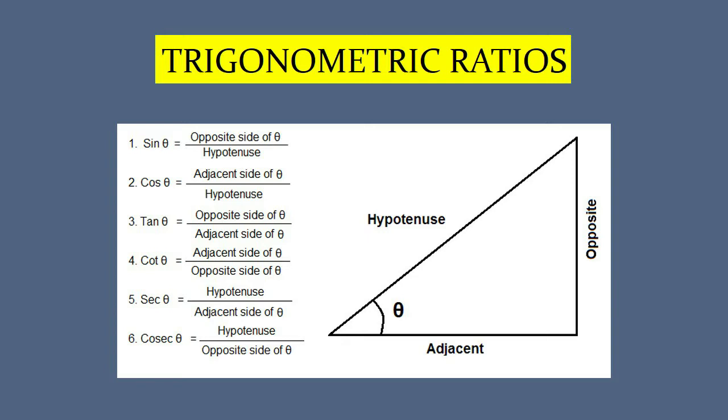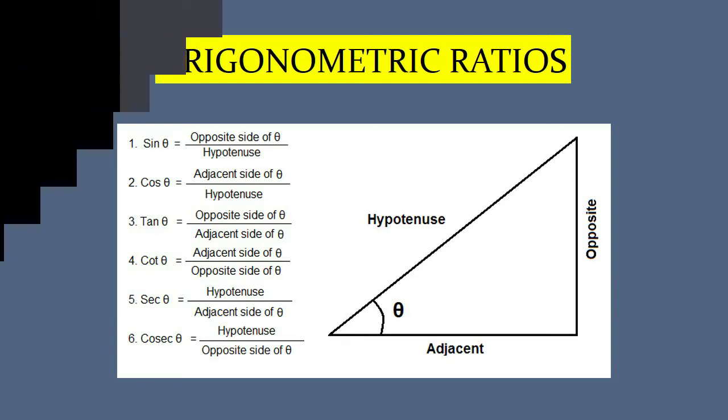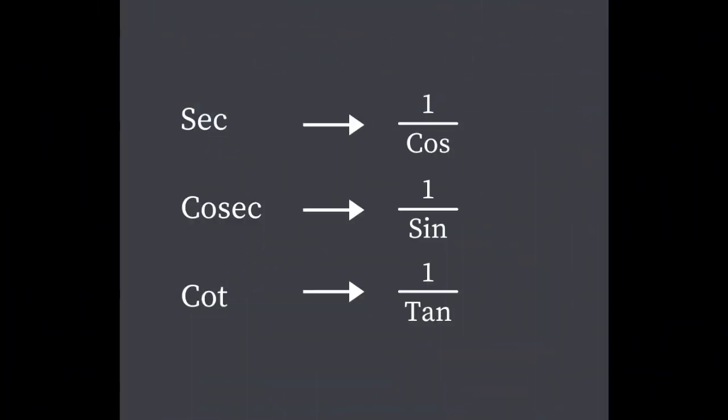Now, is it necessary to learn all these 6 ratios by heart? Not at all. Just observe these ratios carefully. If you observe them carefully, you have to just remember sine, cos and tan. Yes, that's enough. Here, what you have to remember is that cosec is the reciprocal of sine, sec is the reciprocal of cos and cot is the reciprocal of tan. That's it. So, it's so easy to remember. So, let's move to the second point.